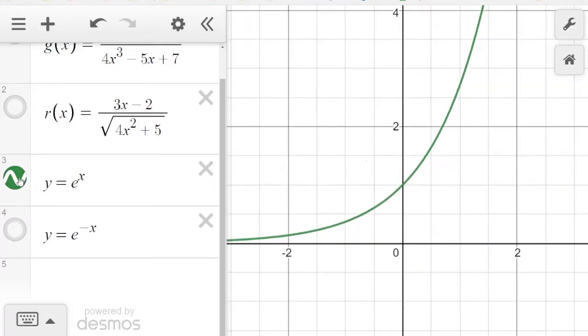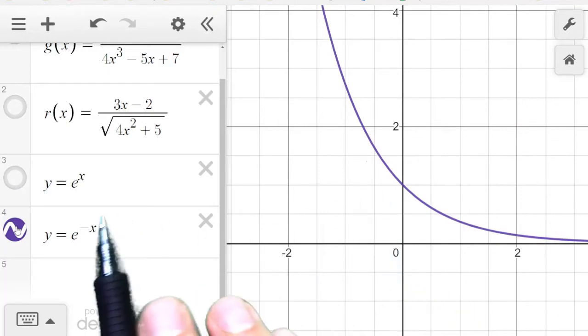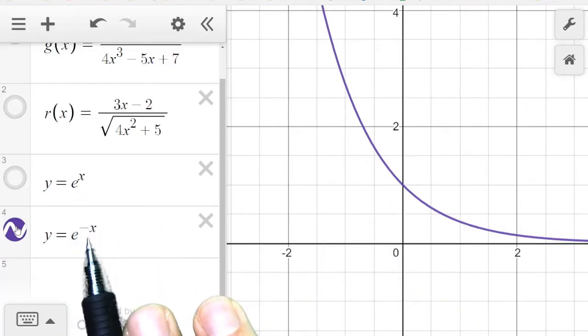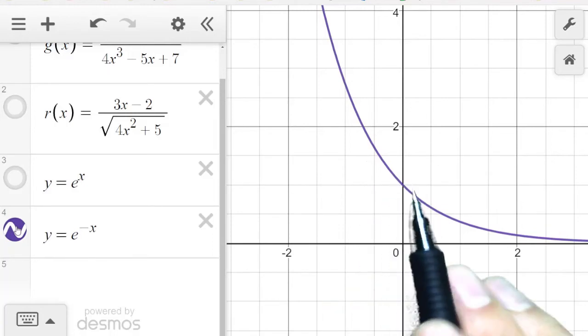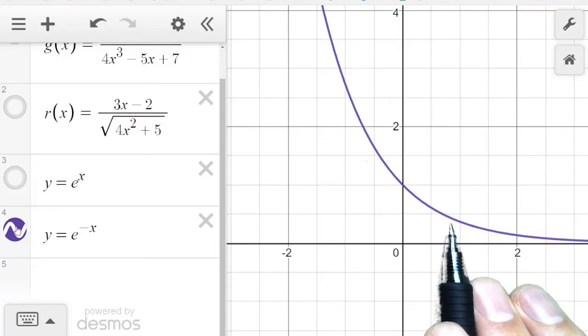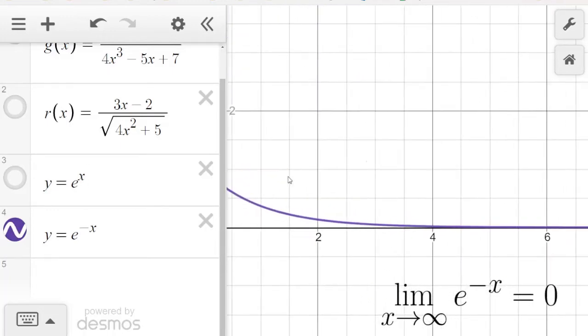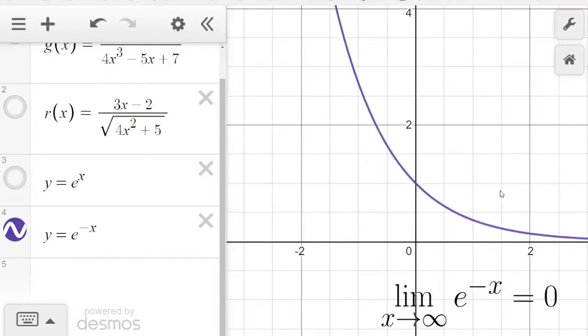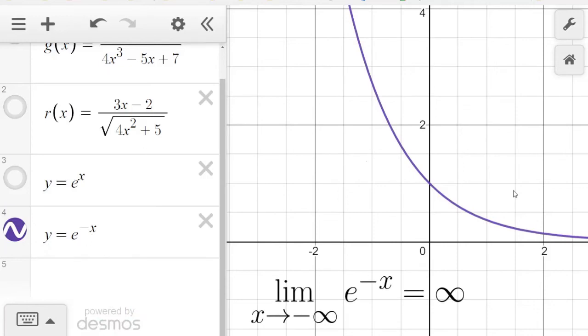Now let's take a look at e to the negative x. E to the negative x is, of course, the mirror image of e to the x. That's what happens when you negate the x in any function. You just get the mirror image across the y-axis. And so it has the opposite behavior. The limit as x goes to positive infinity of e to the negative x is 0. And the limit as x goes to negative infinity of e to the negative x is positive infinity. So let's keep those in mind when we sort out this next problem.